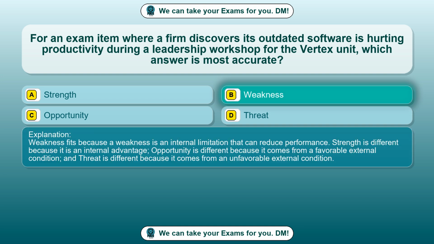Weakness. Weakness fits because a weakness is an internal limitation that can reduce performance. Strength is different because it is an internal advantage, opportunity is different because it comes from a favorable external condition, and threat is different because it comes from an unfavorable external condition.